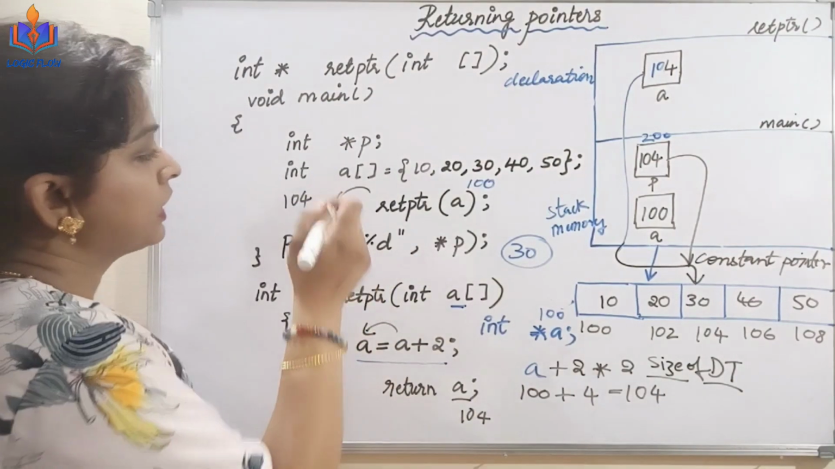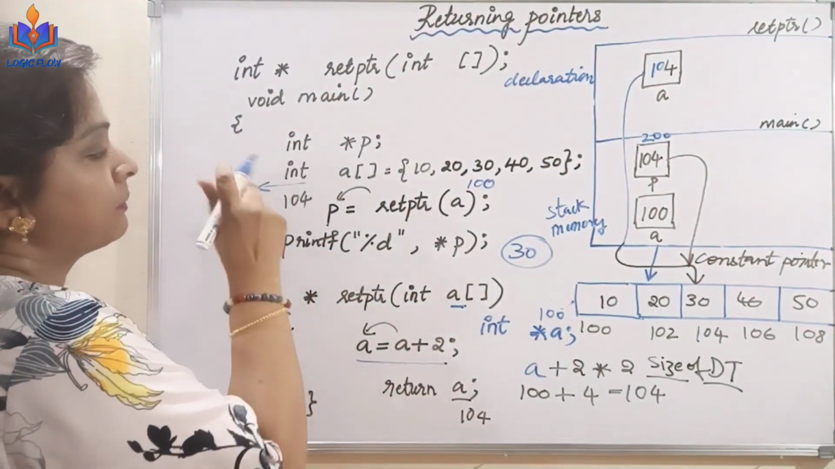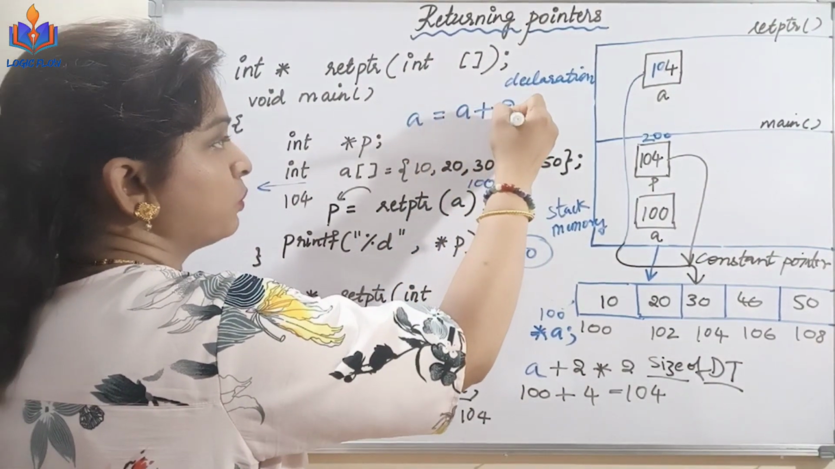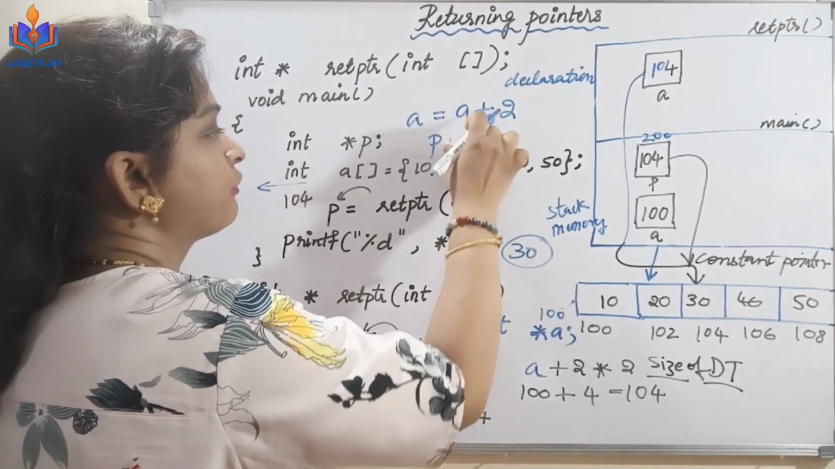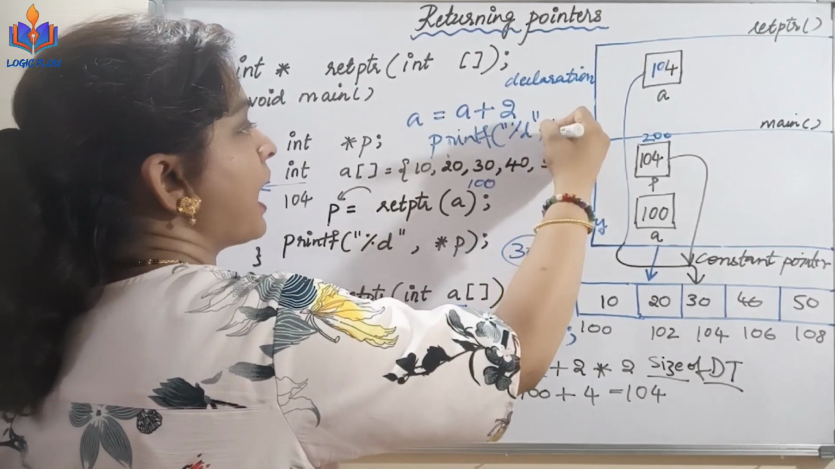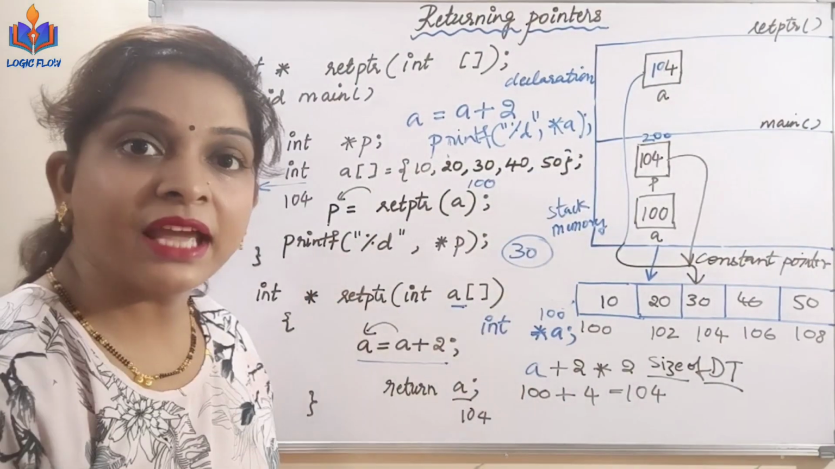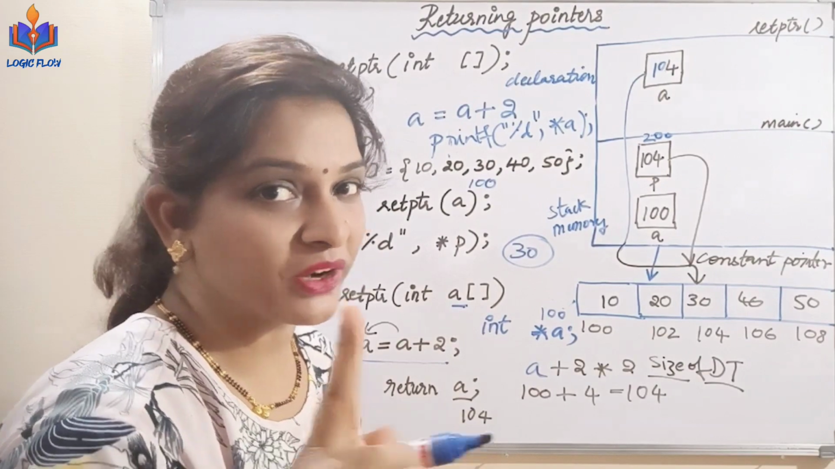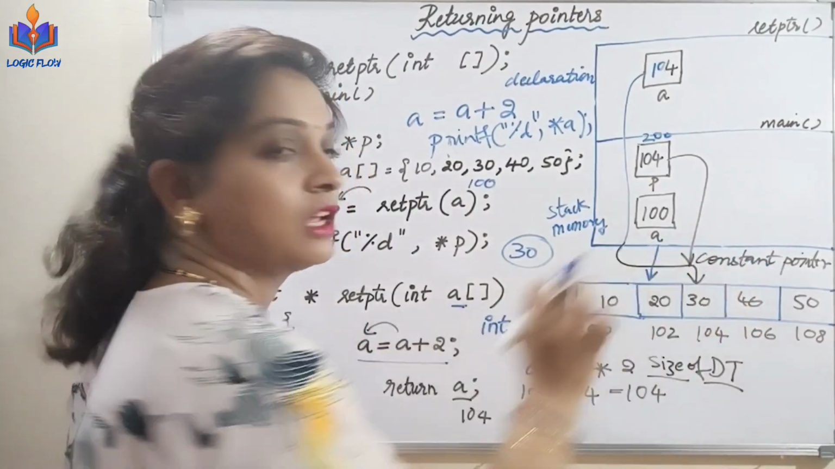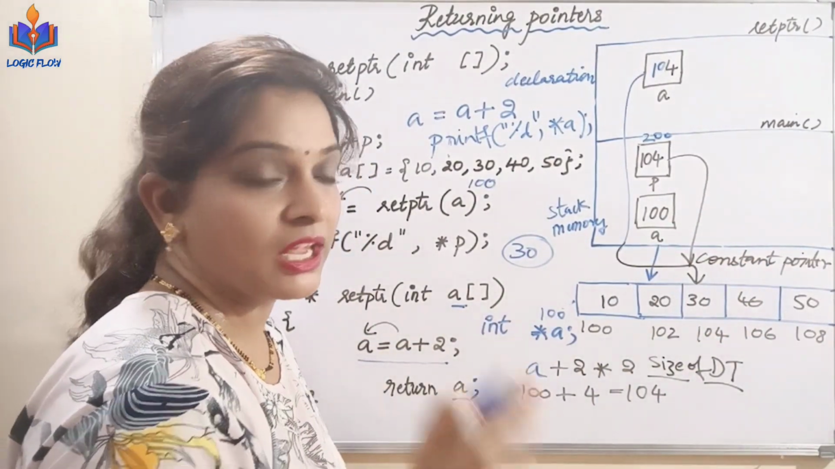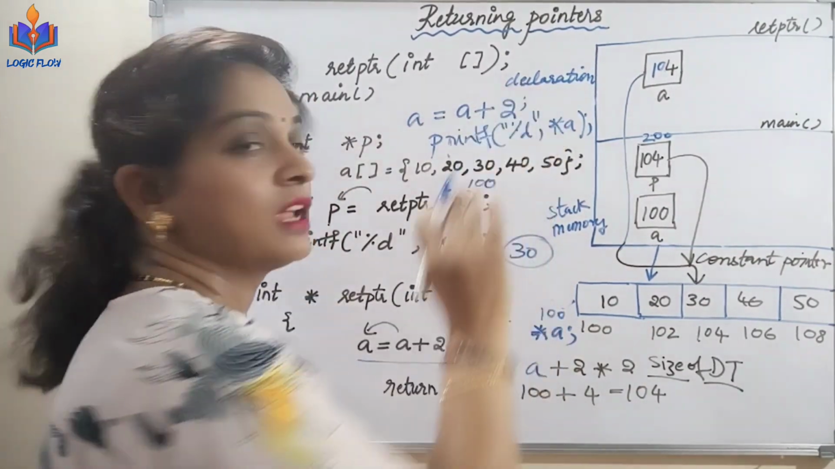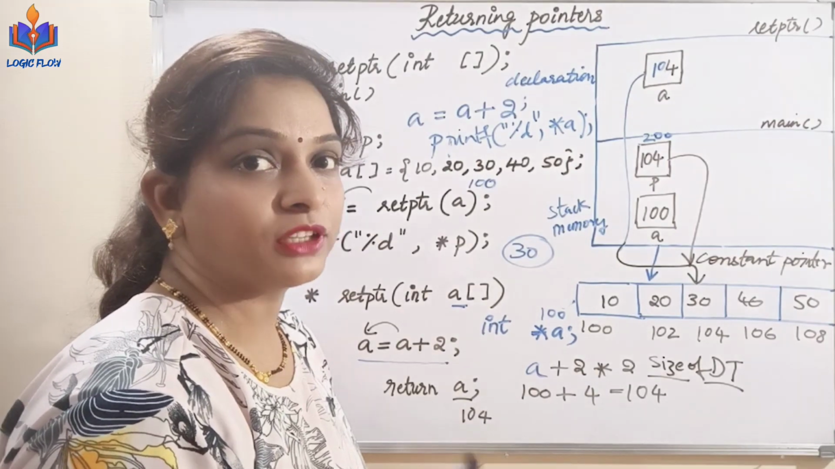But what if, before I call this function, I write A equal to A plus 2, then I say printf percentage D asterisk A. What will be the answer? No, you get an error because A here is acting as a constant pointer. Constant pointer cannot be changed. It will be always pointing to the base address. And if I just say A equal to A plus 2, it is wrong because constant pointer cannot be changed.